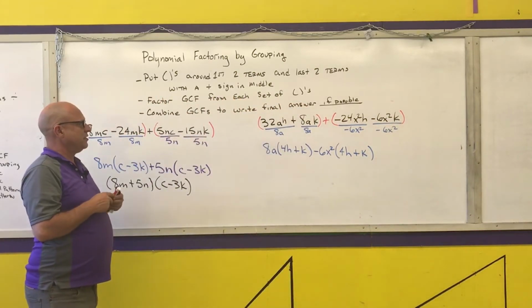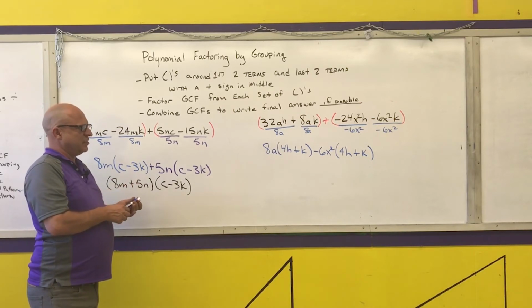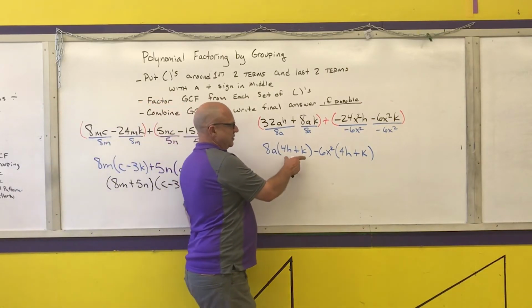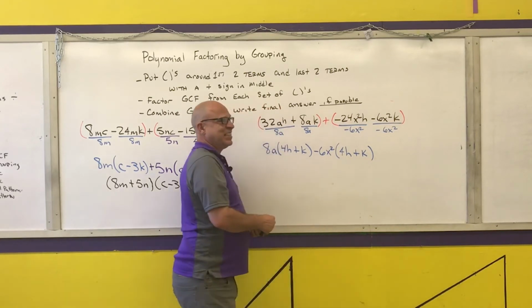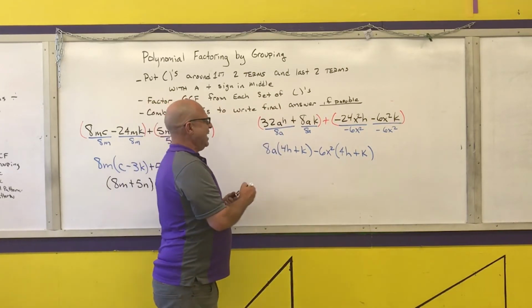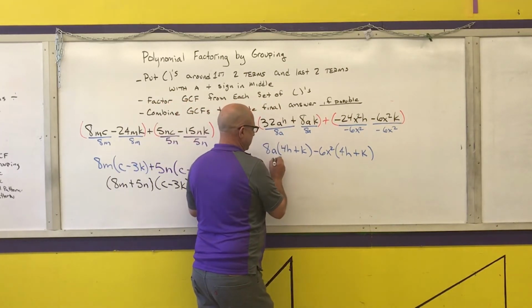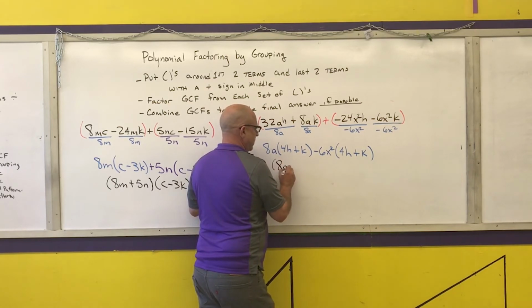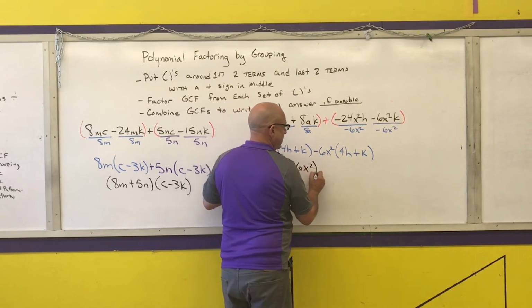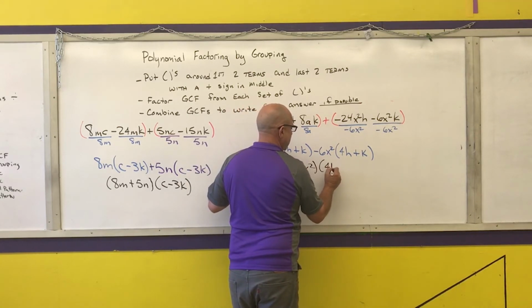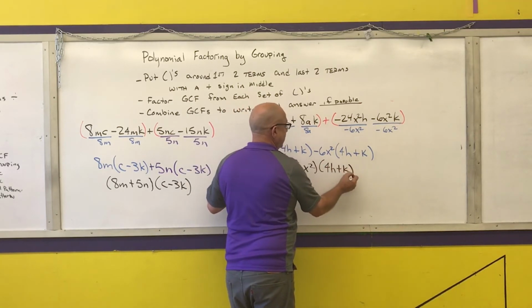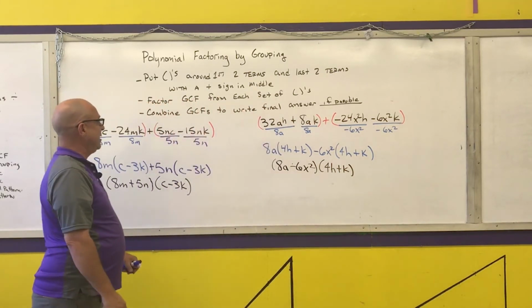Last step, combine the greatest common factors to write the final answer if possible. Check what's inside the parentheses. If what's inside the parentheses is the same, then I'm going to combine what's outside the parentheses. And I have it factored.